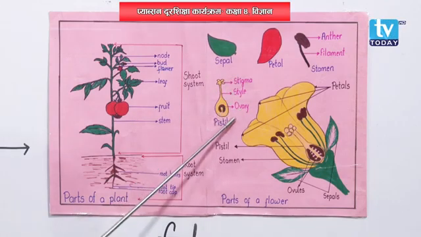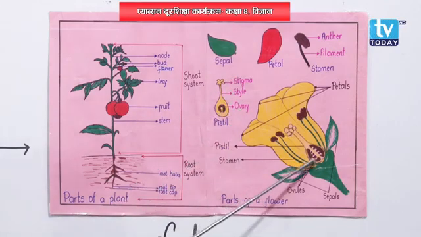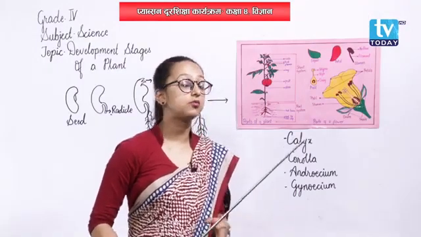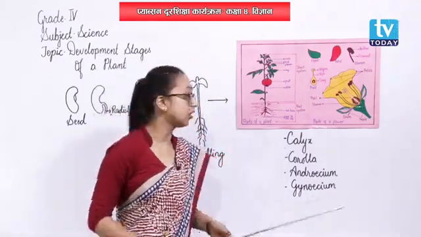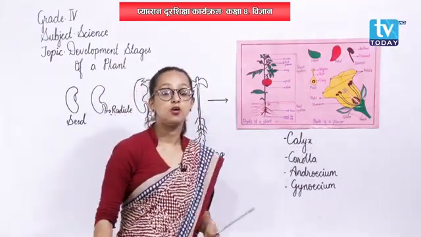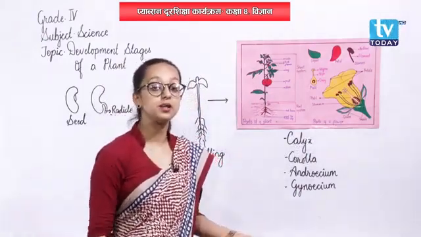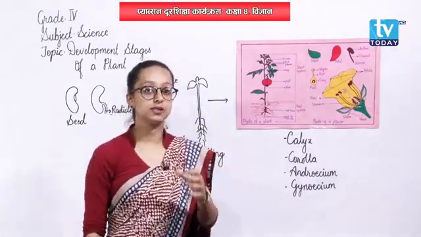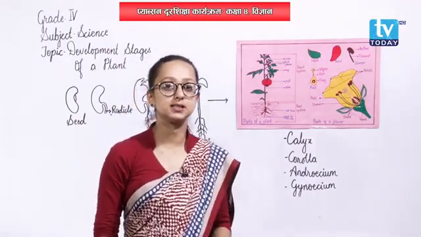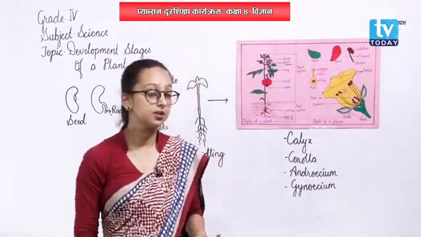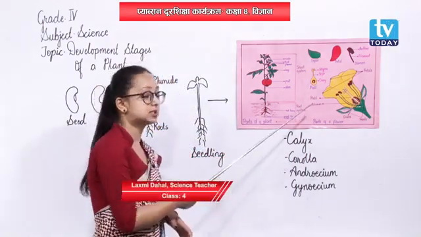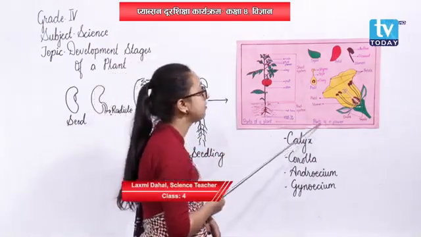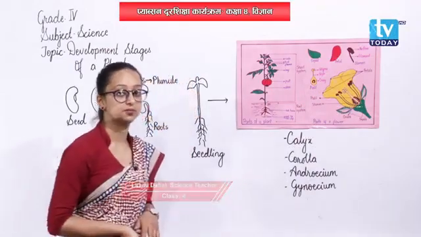Stigma, style and ovary. Here ovules are there. What are ovules then? The ovary produces other further structures. Those structures are called ovules. Ovules help in fertilization. When the male and female gametes fuse with each other, then fertilization takes place. Understood? So this was the discussion that we made on the basis of parts of a complete flower.